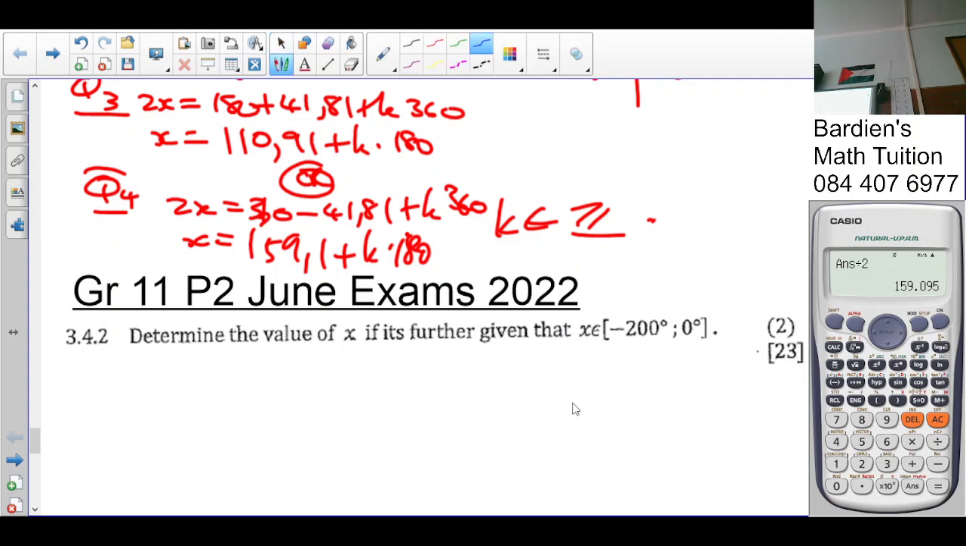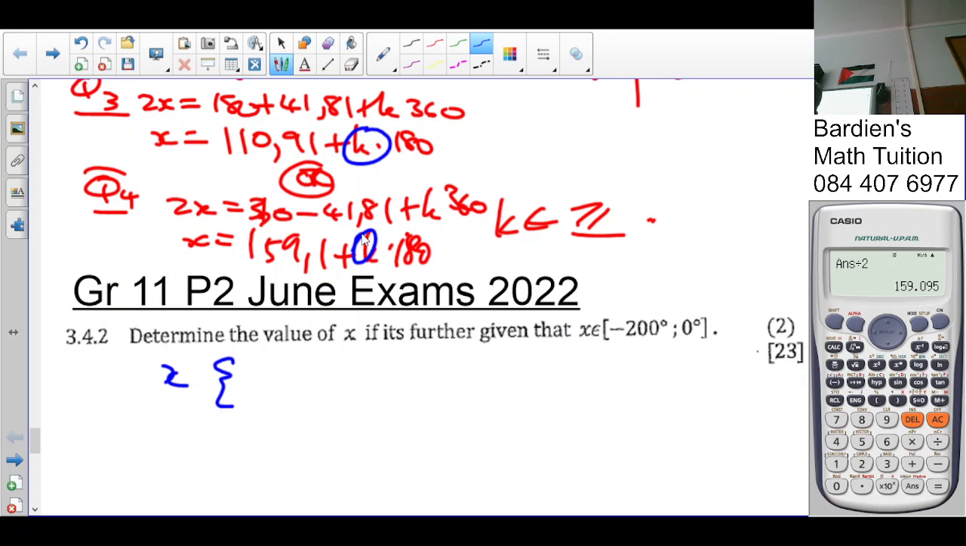Okay. The question says, determine the value of x if it's further given that x is an element of negative 200 to 200. So the solutions must lie between those values. So where do I start? I start with k is equal to 0. If you say k is equal to 0, I'll get 110,91, which is outside the given domain. However, I replace it now with minus 1. So we then say 1. Okay, I'm going to go with this one first, so it's on the calculator already. So if I put a 0 in here, I'm going to get 159,1.